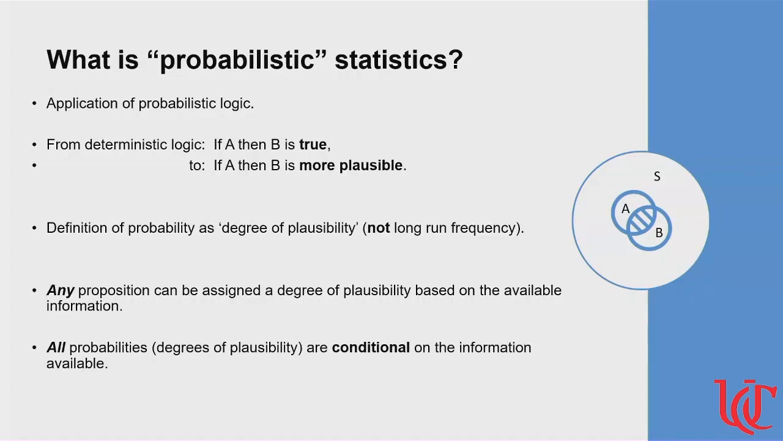Any proposition A can be assigned a degree of plausibility. It has nothing to do with random variables; it doesn't have to be random, it doesn't have to be a variable. In fact, most of the things we're interested in are constants. We're looking at parameters and models, things like that. Maybe the prediction for next year, that one number, a set of numbers. It's not about frequency, it's not about randomness, it's not anything like that. And all probabilities are conditional on the information set.